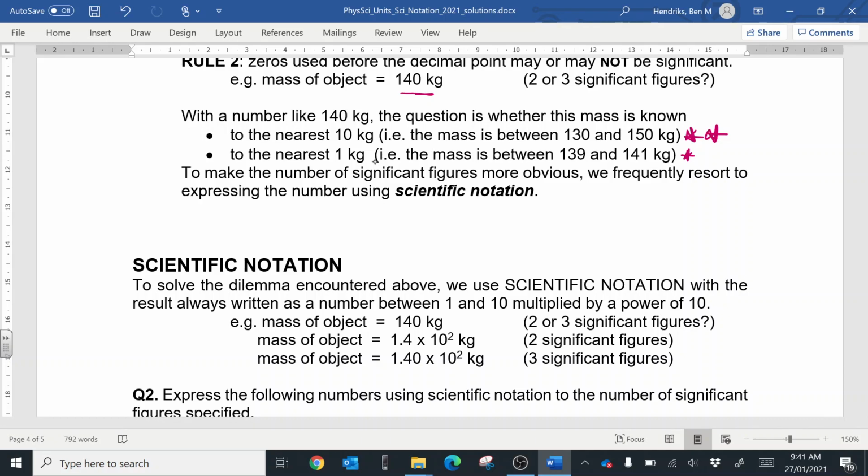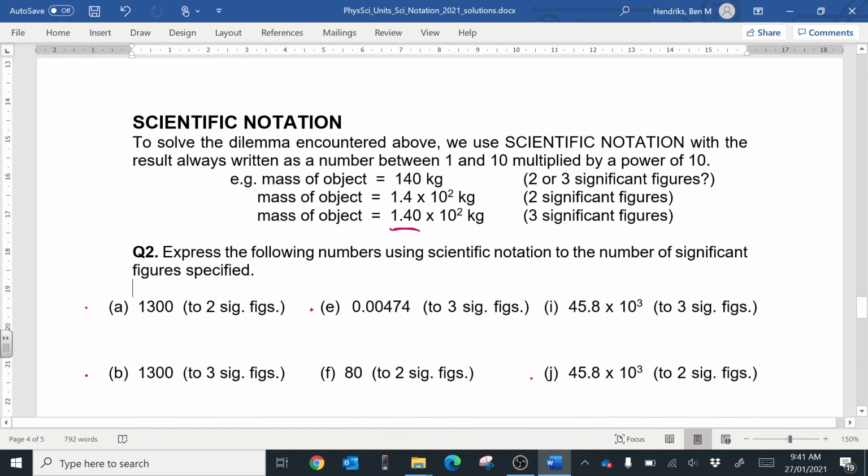But if we write it like this, with 1.40, this number here is significant also, and so we know that our object is between 139 and 141 kilograms. So that's really the power of scientific notation.